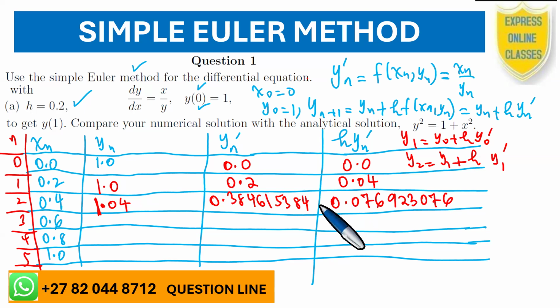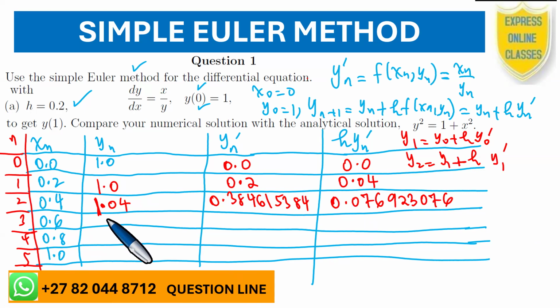So now, what is the next thing? We continue. Let us complete this table. It's not going to take us very long. Now we're doing n equals 3 and we have x equals 0.6. What is our y3?